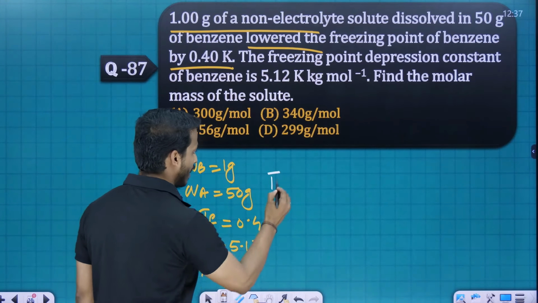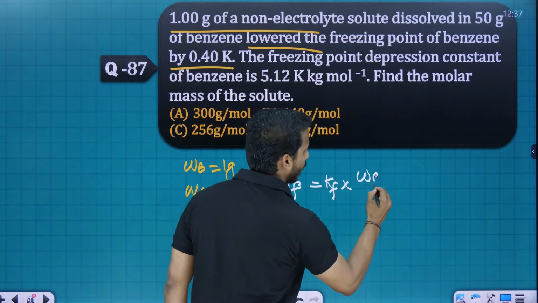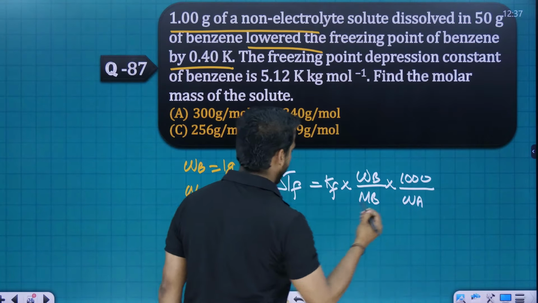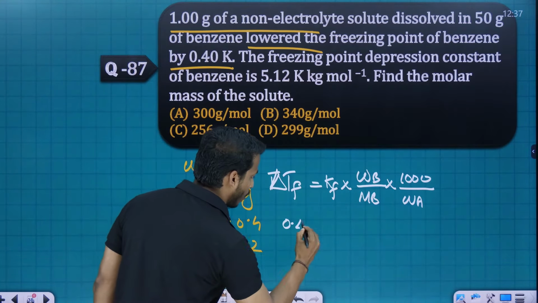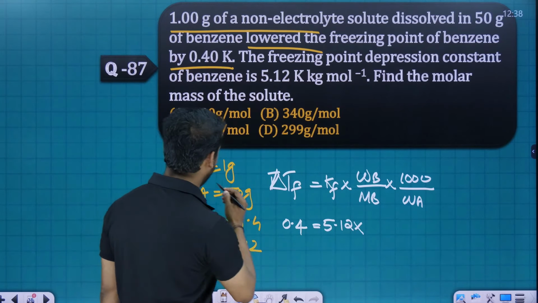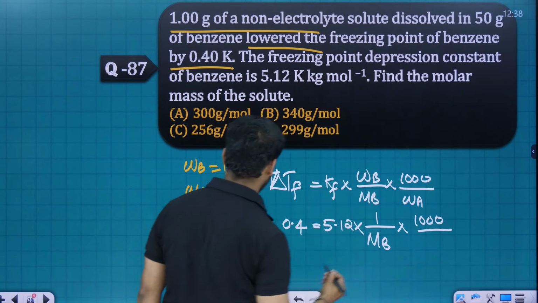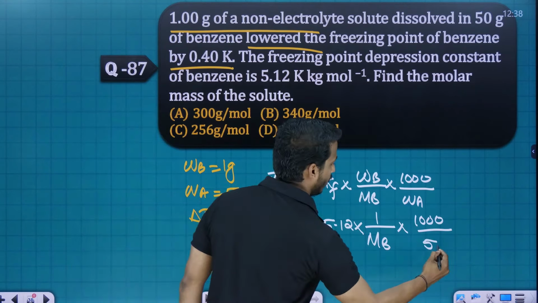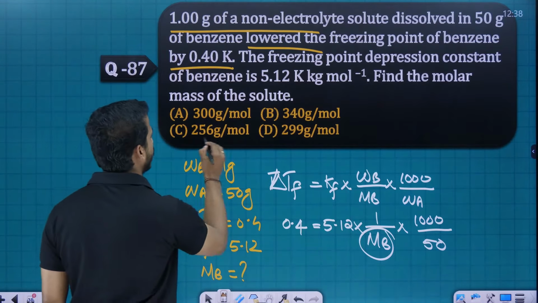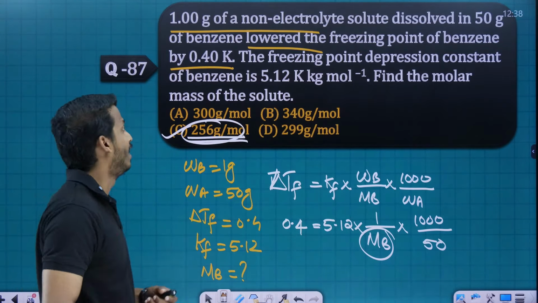So the equation is delta TF equal to KF into WB by MB into 1000 divided by WA. What is delta TF given? 0.4. KF is given 5.12. WB is given 1. Molar mass we need to calculate, into 1000 divided by WA, which is 50. You will get around 256 gram per mole. You have to practice it, okay?